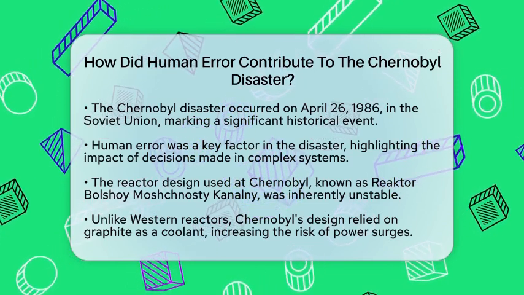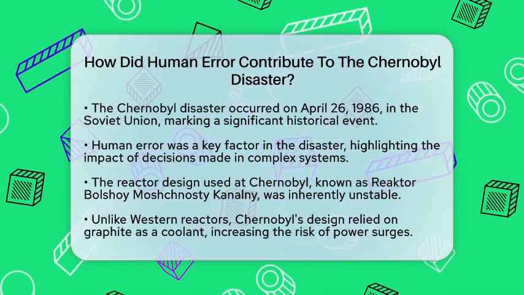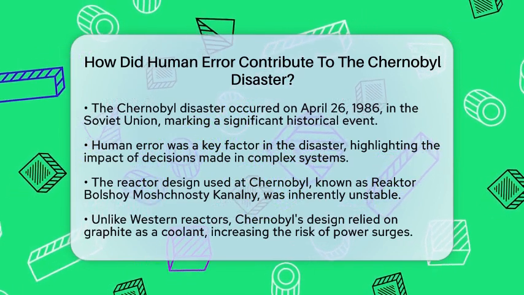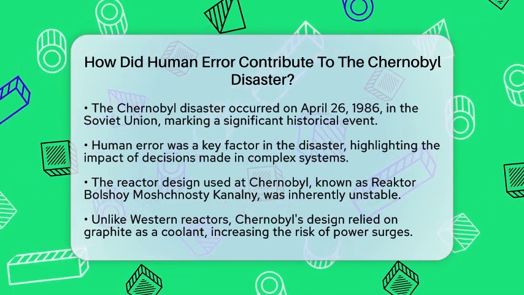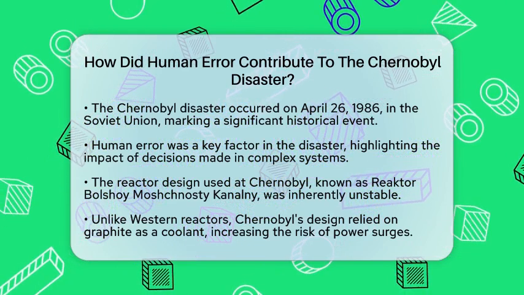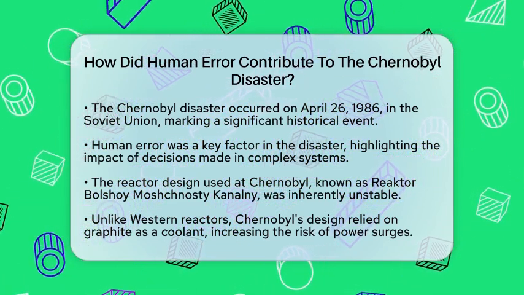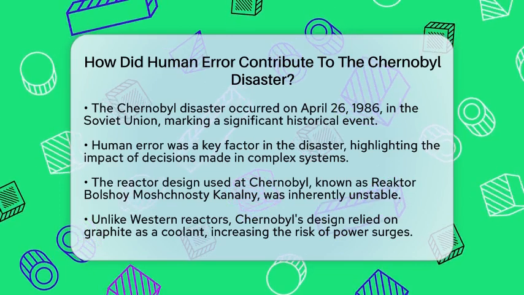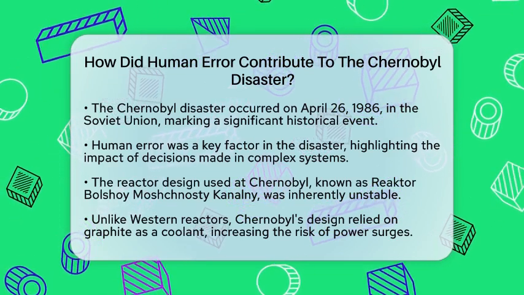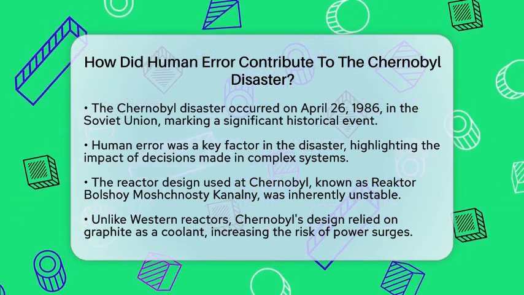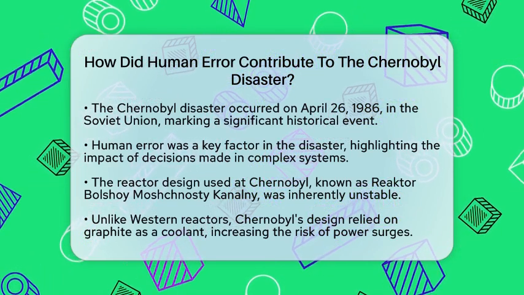On April 26, 1986, the Chernobyl nuclear power plant in the Soviet Union experienced a catastrophic explosion. This event was not just a failure of technology but also a reflection of the human decisions made in a complex system. To understand how human error contributed to this disaster, we need to look at the reactor design.